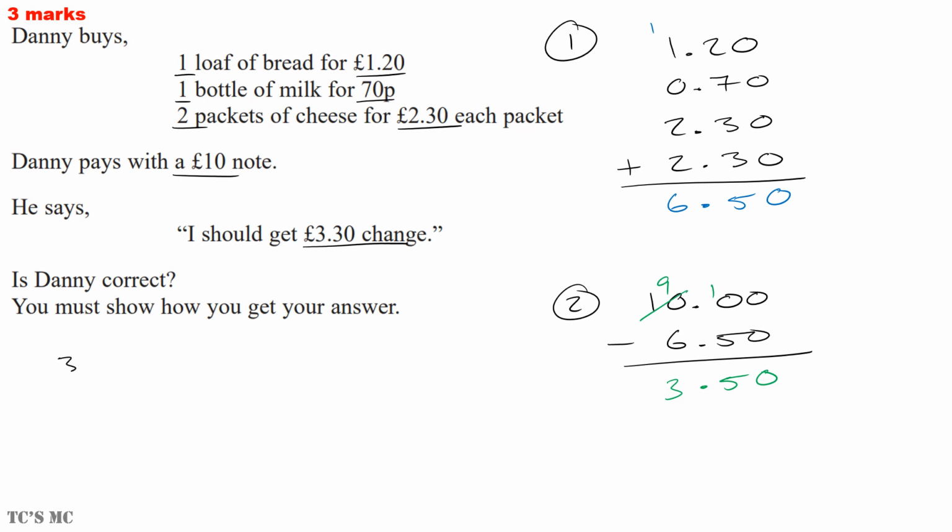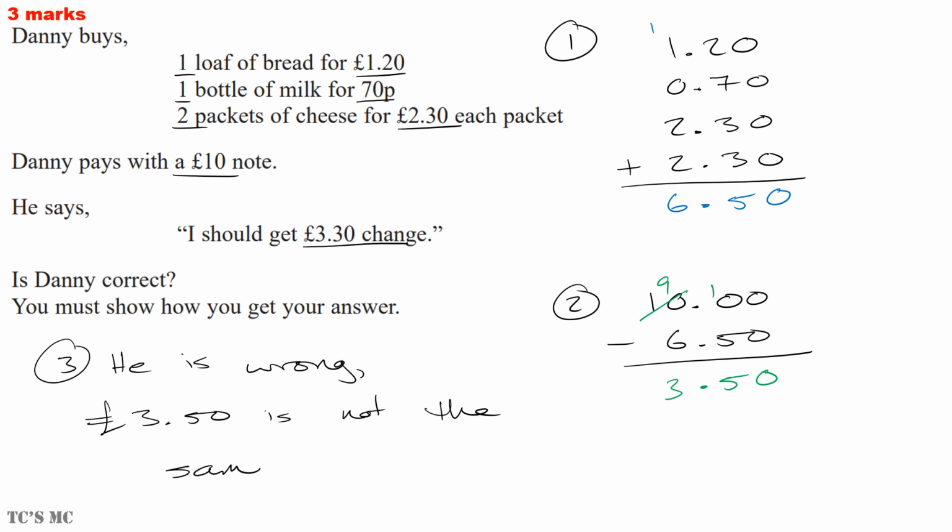For step 3, we can say he is wrong. Remember to always justify your answer. £3.50 is not the same as £3.30. And now we have our third mark.